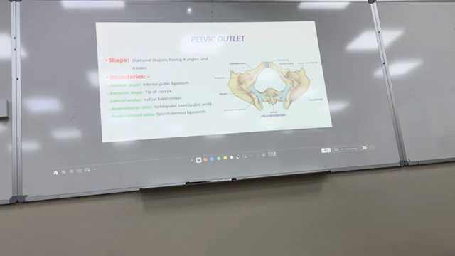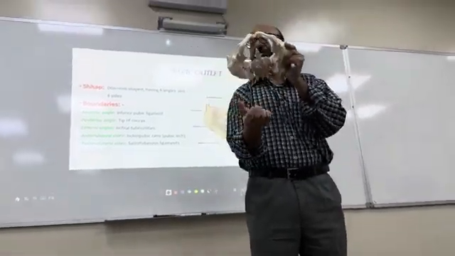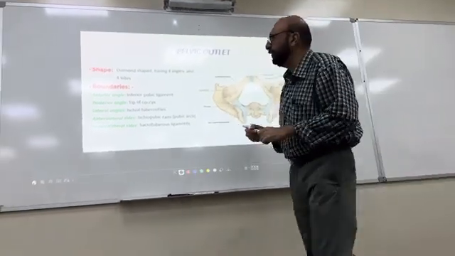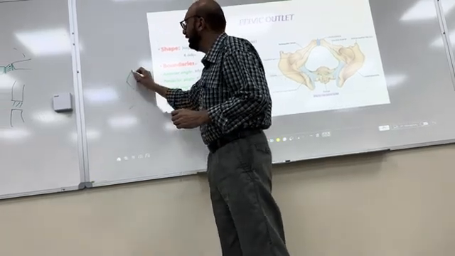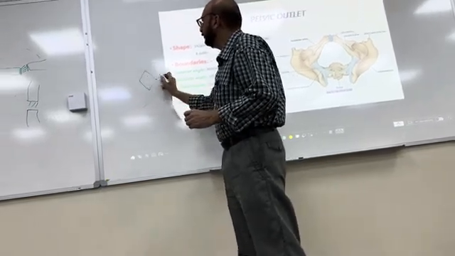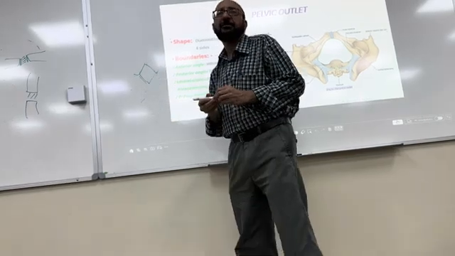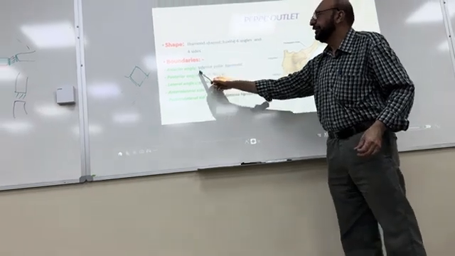Where is pelvic outlet? If I remove the diaphragm, this is pelvic inlet, this is pelvic outlet. Okay, it's a diamond shaped space. When I say diamond shape, it means it's like this. This is the anterior angle, posterior angle, lateral two angles, anterior and lateral margins or boundaries. So, diamond shape, anterior angle here.